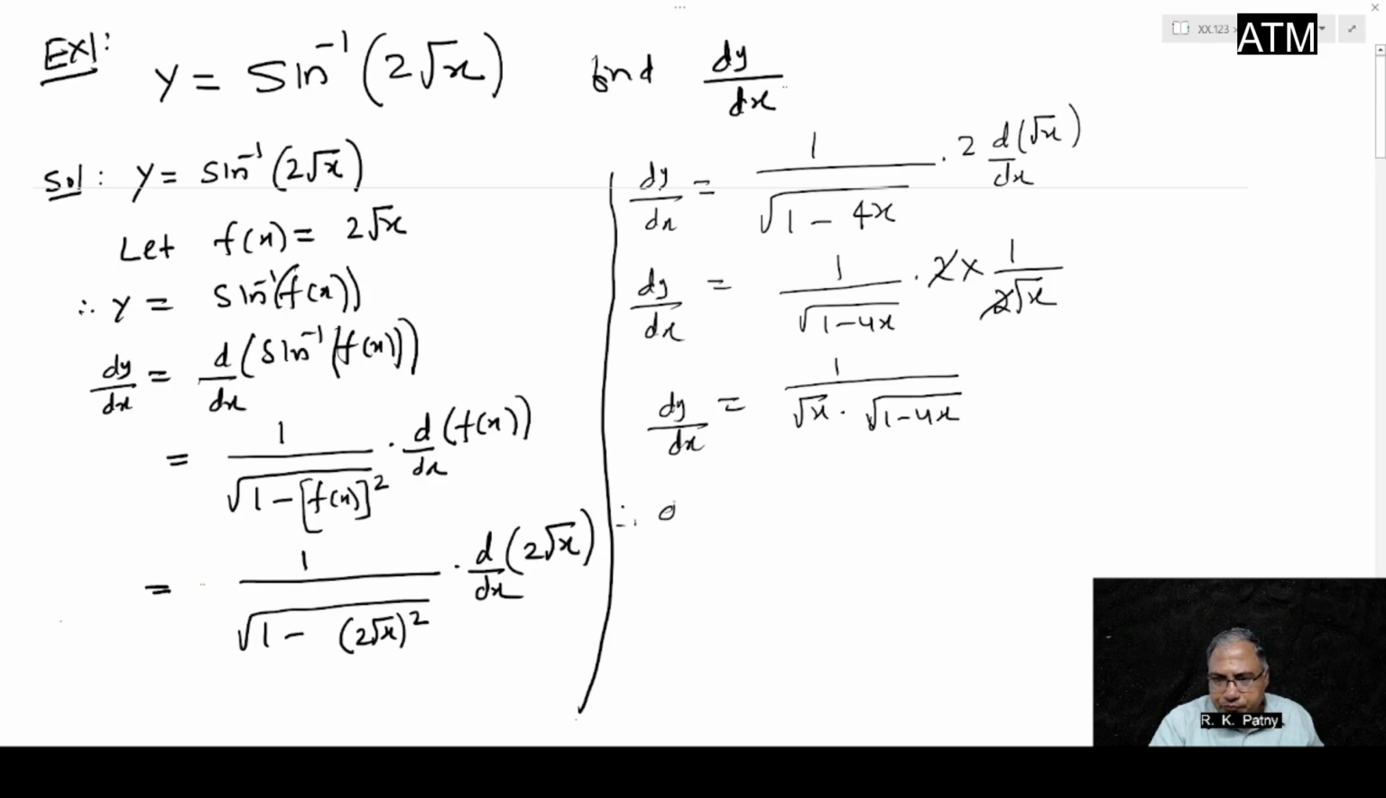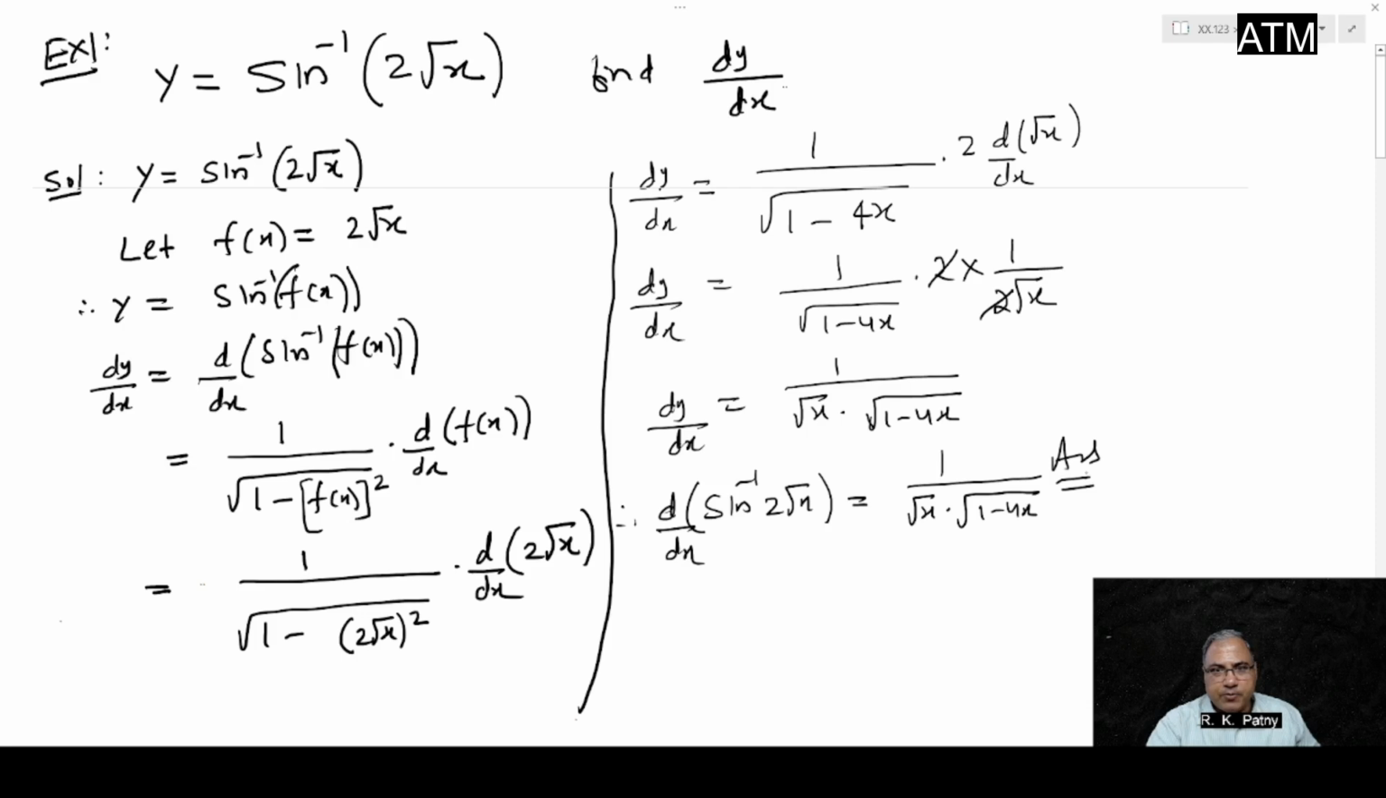Therefore, differentiation of sin inverse of 2 root x with respect to x equals 1 upon root x into under root of 1 minus 4x. This is the required solution.